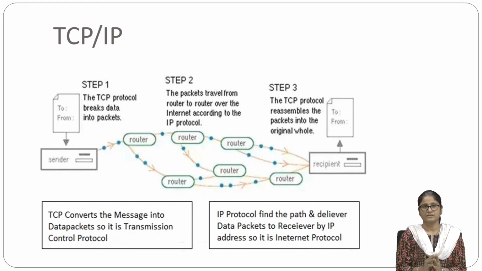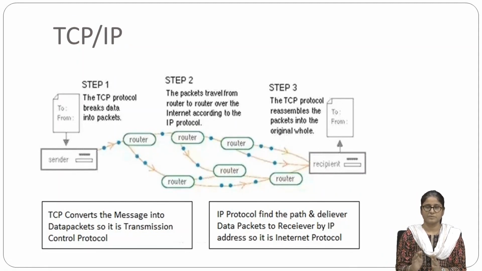So in the first step, the TCP protocol breaks the data into packets. These packets traverse the network, right. Packets travel from router to router over the internet according to the IP protocol, right. So using the IP protocol, there is an IP table. A route is specified between the sender and receiver, right, and it chooses the best route from the route table.